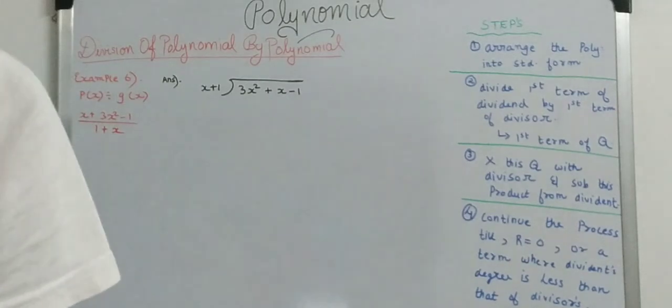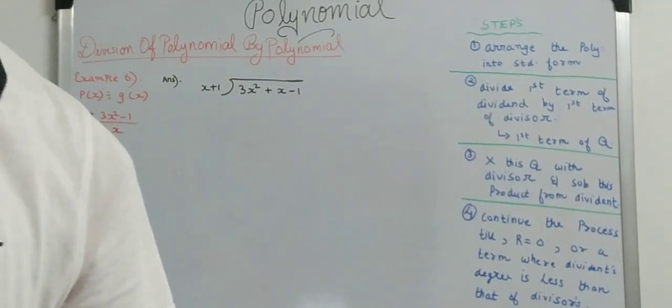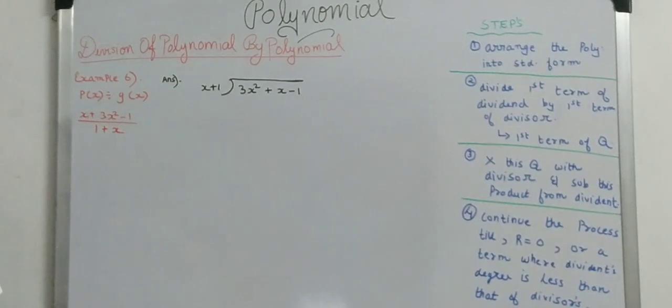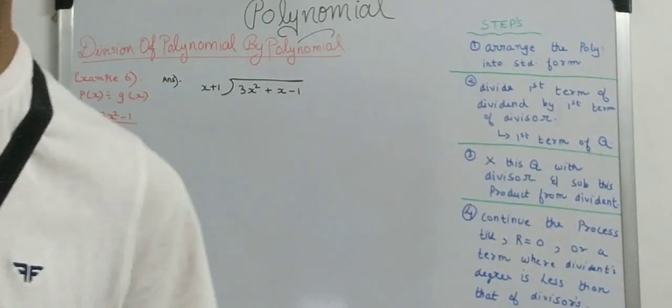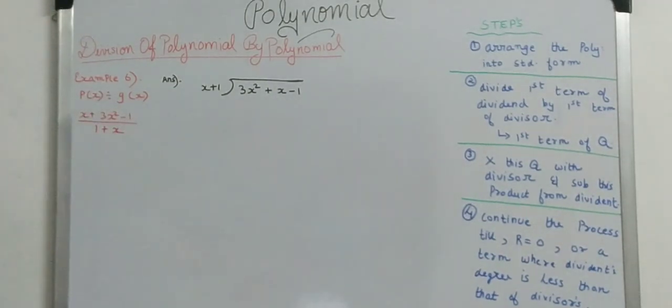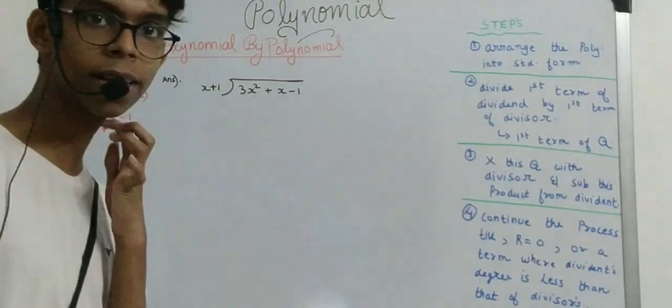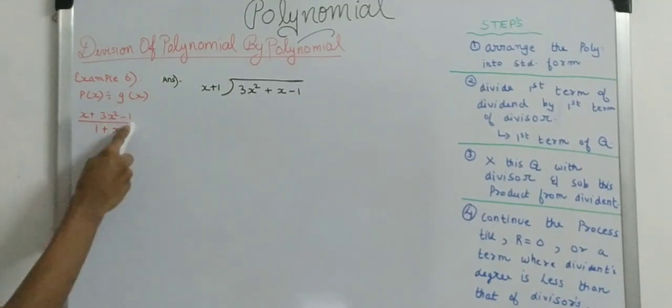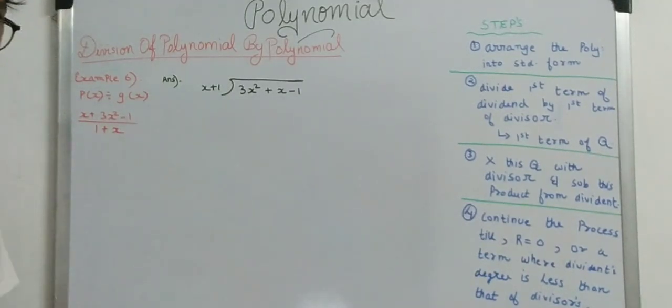Okay, so we can understand the long division with the example number 6. That is, divide p of x by g of x, where p of x is equal to x plus 3x square minus 1 and g of x is equal to 1 plus x. Okay, so let's see how will we do the division. So we have to divide x plus 3x square minus 1 by 1 plus x.